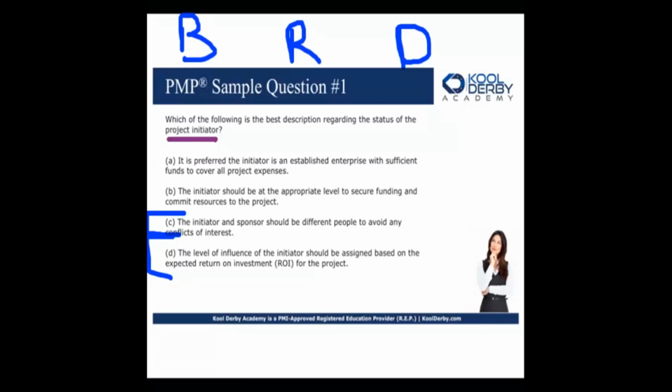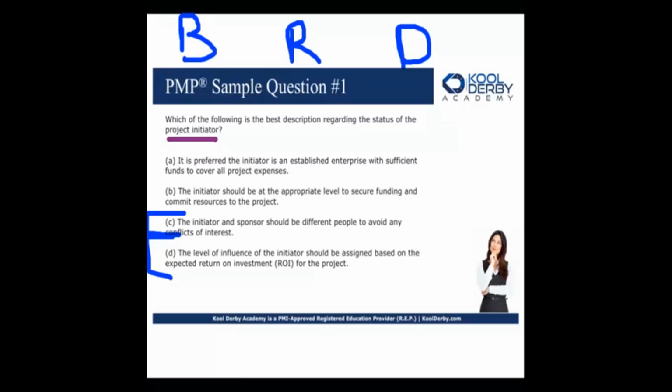All right, that's right. The initiator and the sponsor are the same. Okay, so now if you go into the PMBOK, it's explicitly stated. But what's the purpose? What does the sponsor do for the project? What do they do? Fund it. They pay for it. And guess what? The initiator does too. Okay, good job. All right, good.